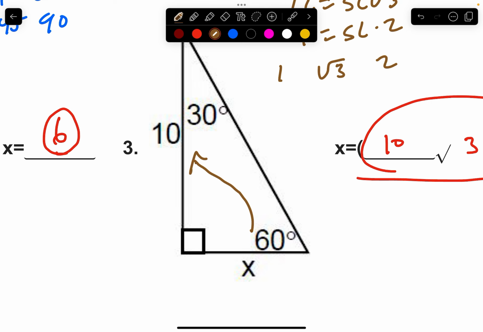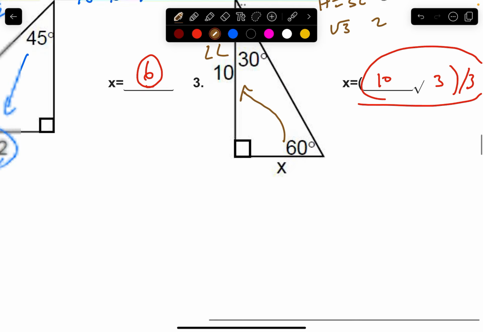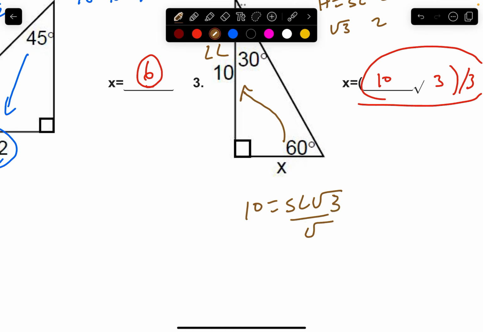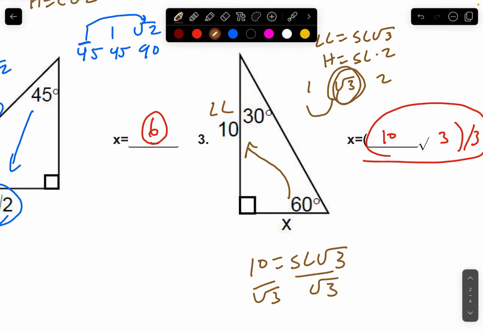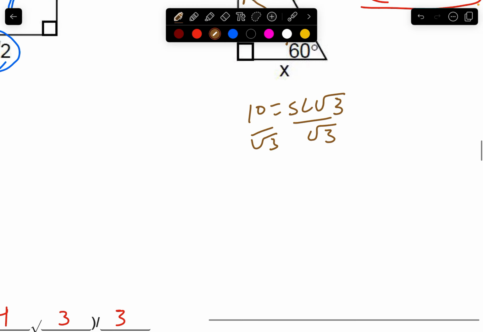We have the side across from 60. This is the long leg. So we know that 10 equals the short leg times root 3. So we need to divide the root 3 off. I'm not going to show this much work every time. I'm just showing you the thought process here. We have the root 3. We're trying to undo that. If it's times root 3 to make it, then it's divide by root 3 to break it.